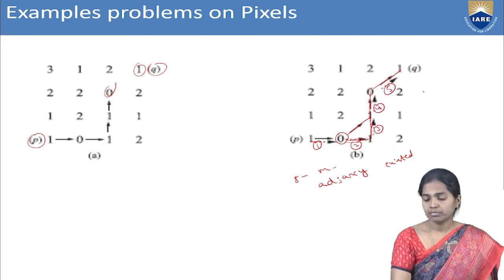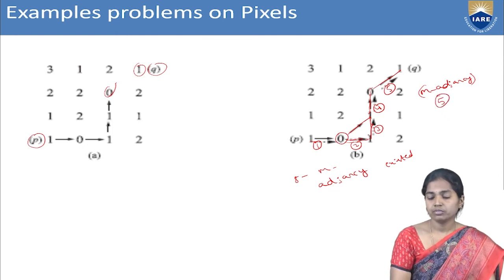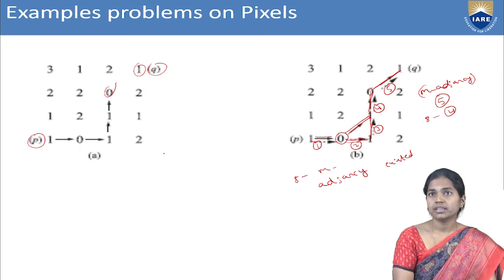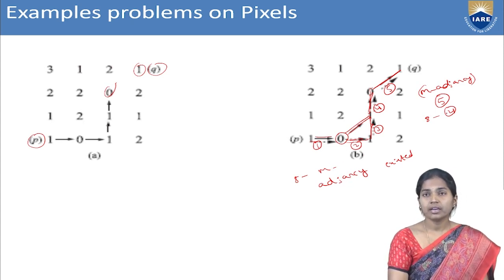So when we are using 8 adjacency, here the path value is only 5, so with the use of 8 path, 1, 2, 3, 4, 5. Here with the use of M adjacency, it is 4 only. So 4 adjacency does not exist. Here M adjacency existed and 8 adjacency also existed. With the use of M adjacency, the distance is 4 only, and with the use of 8 adjacency, the distance is 5.